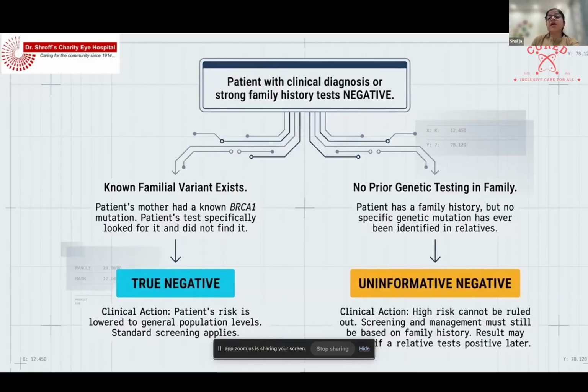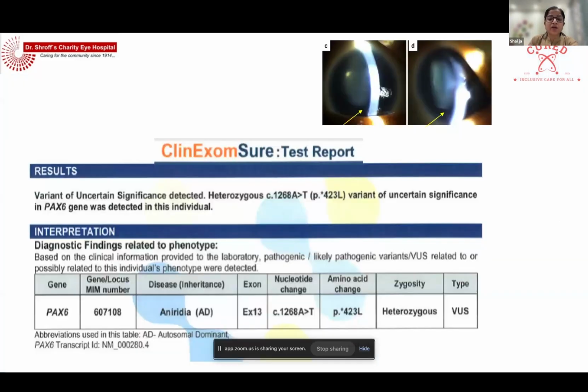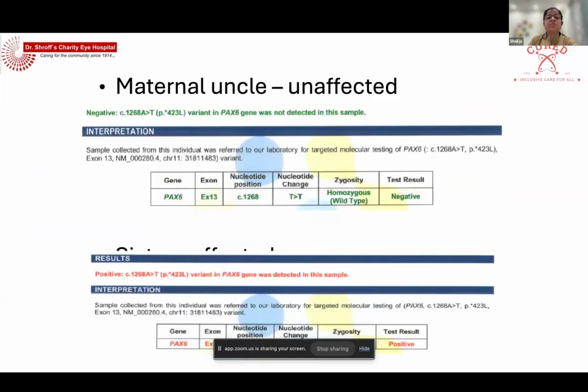But a true negative is, for example, the person who has a family history, and a family member who is affected by BRCA1 has got it tested. You know that exact BRCA1 mutation, and you check for that exact BRCA1 mutation in this particular patient, this person seeking genetic testing or genetic counseling, and you found that to be negative, and that is what is a true negative. For example, this patient with aniridia, where we know that this is the mutation in this person, and then you check the maternal uncle who is unaffected, and you get that same mutation negative. This is a true negative.